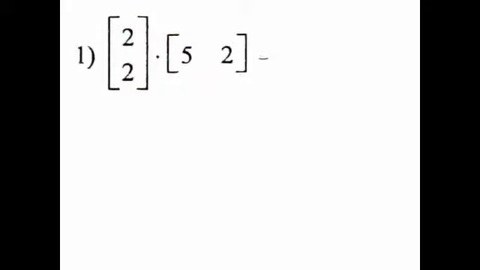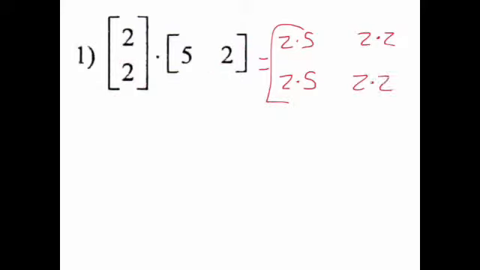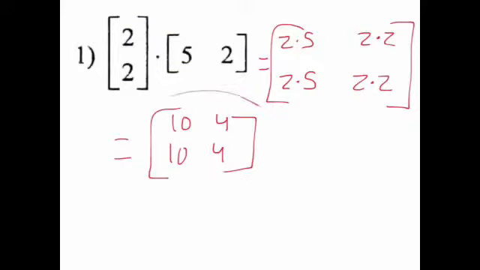So let's take this first one. It's going to be the 2 times the 5. And that's it for that entry, because there's not other items there. And we're going to do 2 times the 2 for my next entry over here. And then we're going to do 2 times 5 to get that first entry for my second row, and times the 2's together to get my second entry on my second row. And if you actually do that, you'll get 10, 4, 10, 4. And that's just the first one.